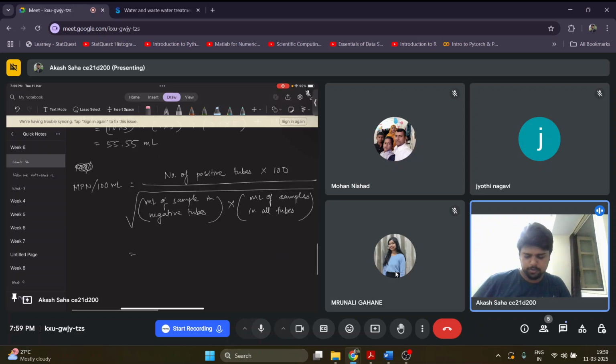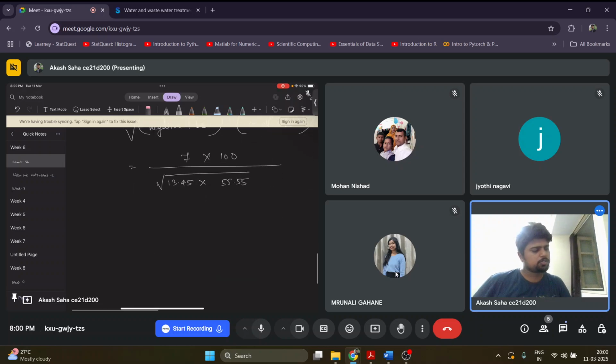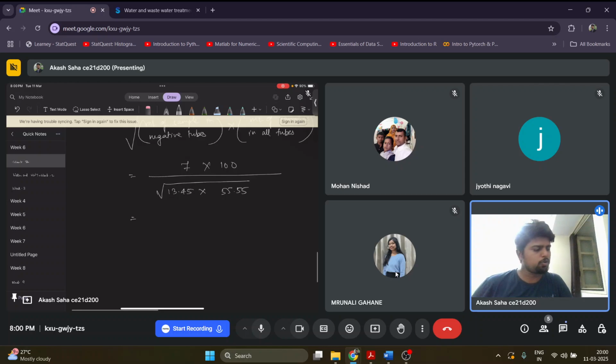For positive tubes, the number of positives is 7. So 7 into 100 divided by the square root of 13.45 into 55.55. If we solve this, we will get something around 25.069, or we can say approximately 26 MPN per 100 ml. So this is the answer.